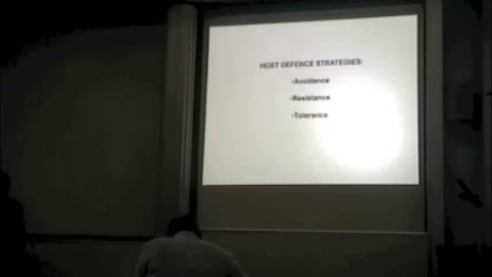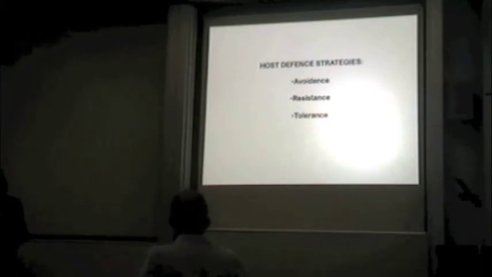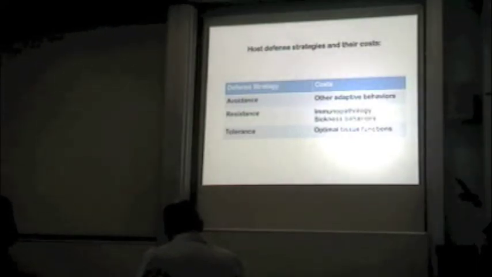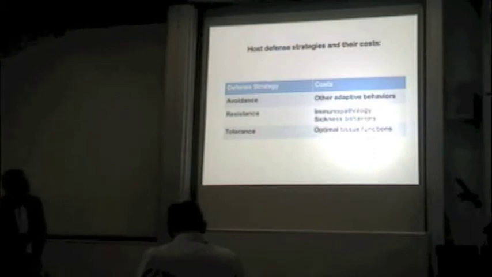So to put it in perspective, there are, very generally speaking, three strategies of host defense from infection: avoiding infection, resisting it by reducing the pathogen burden, and tolerating the presence of pathogens. And each of these strategies has its own types of costs listed here.